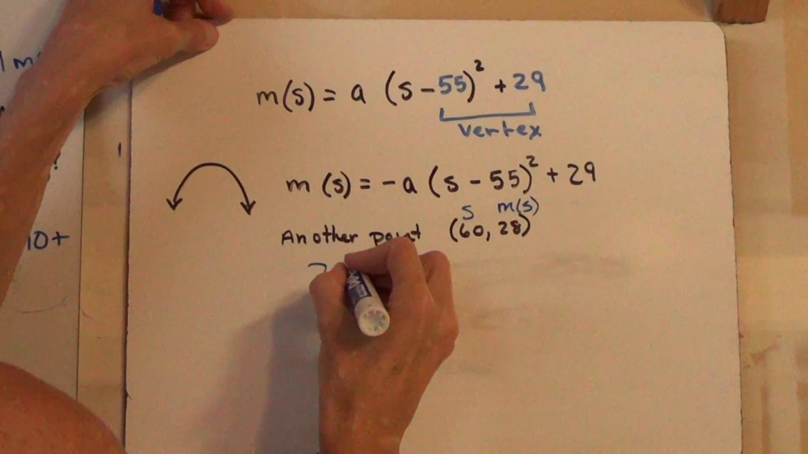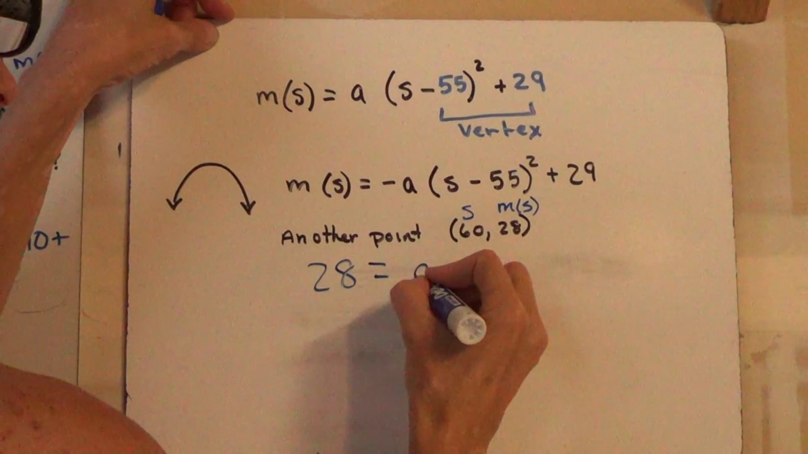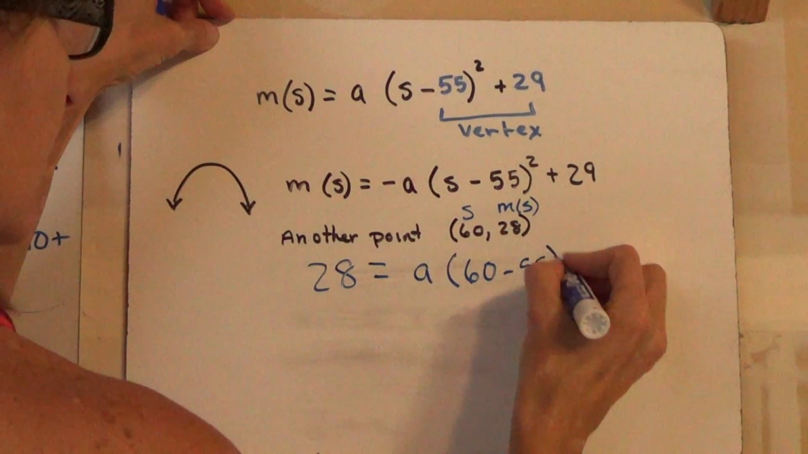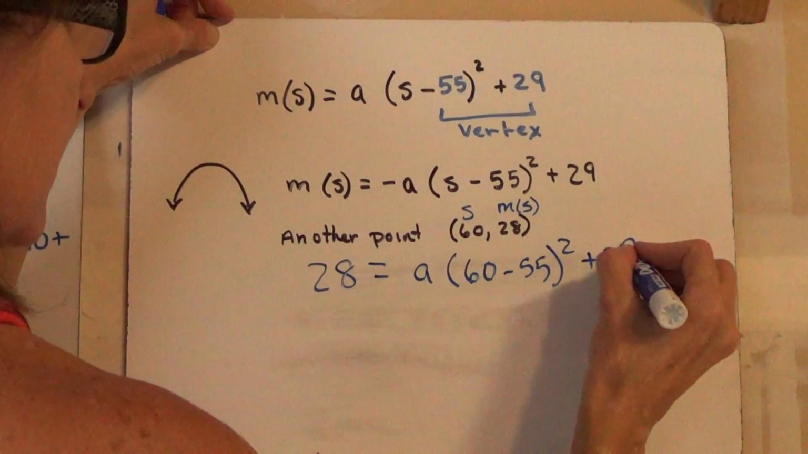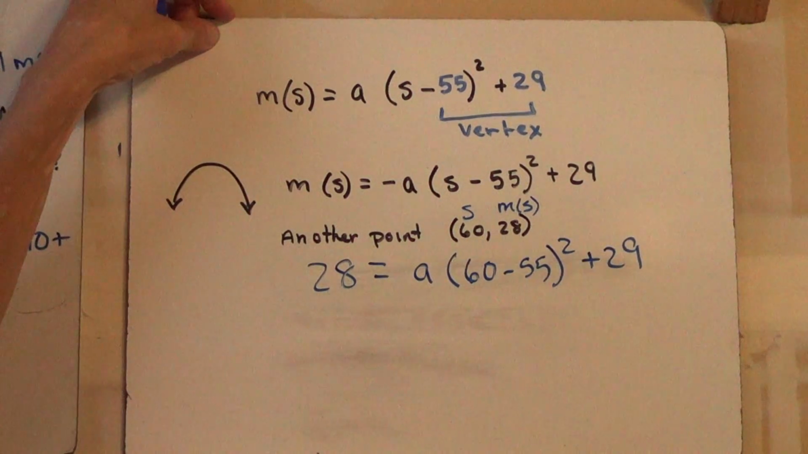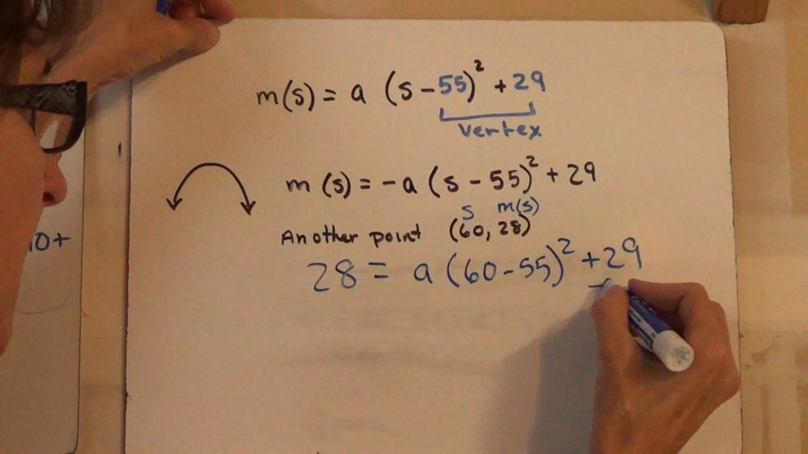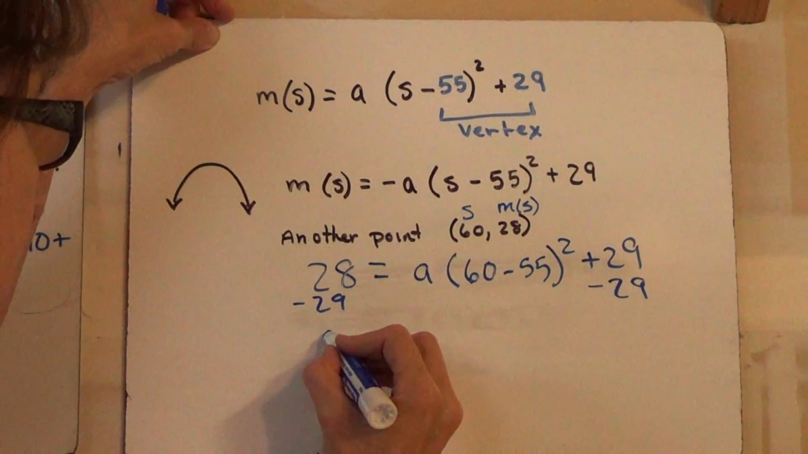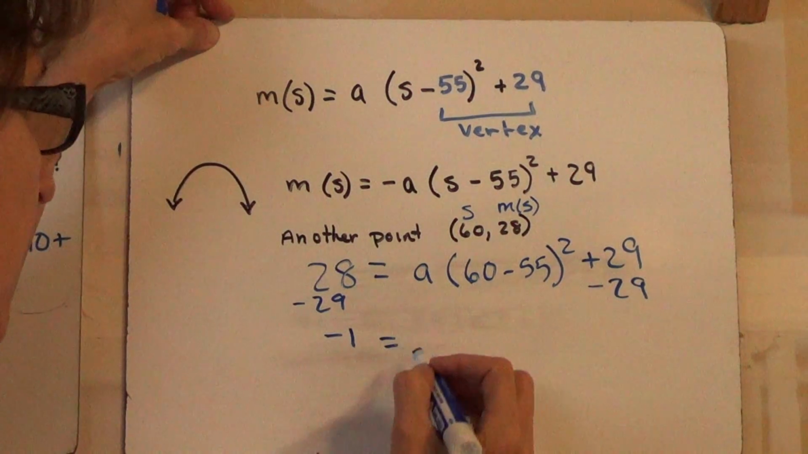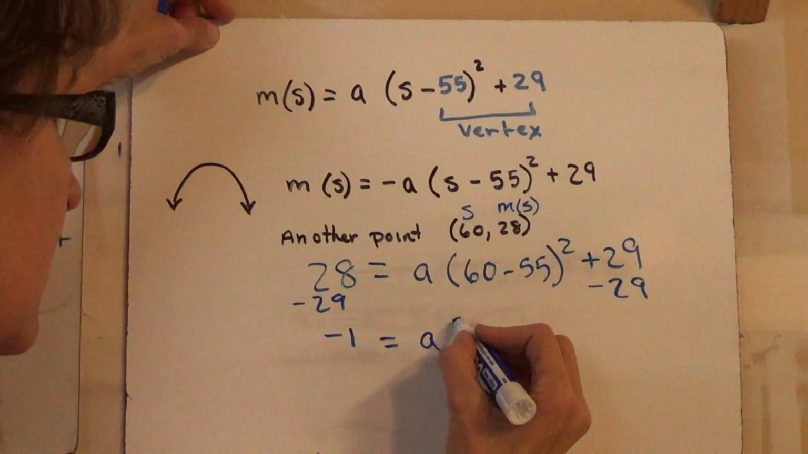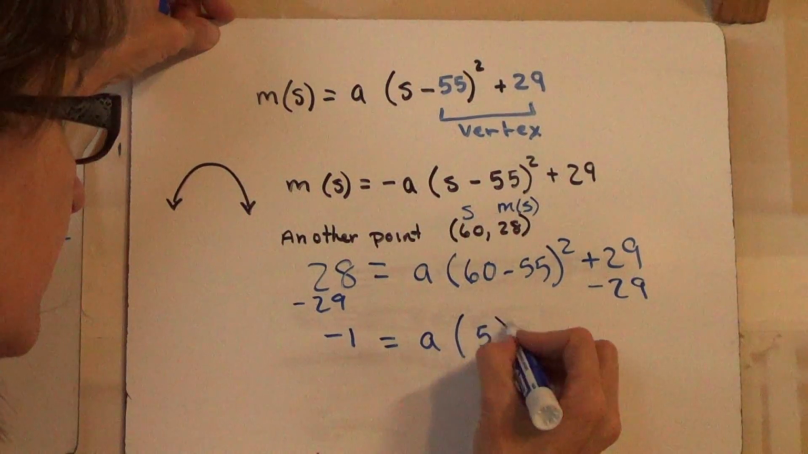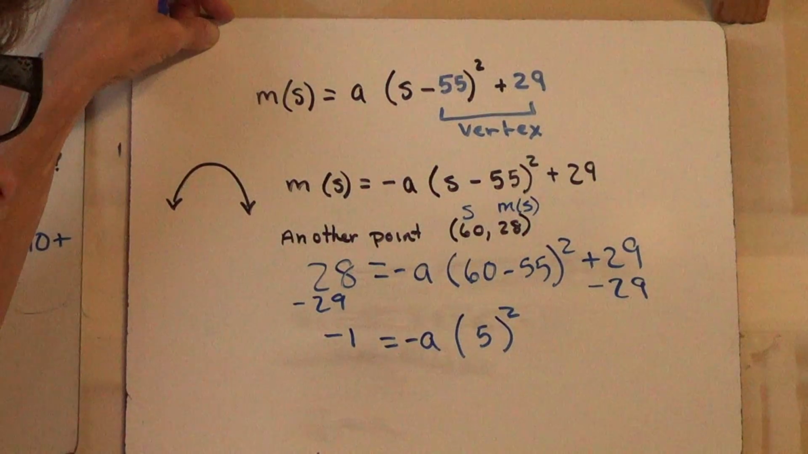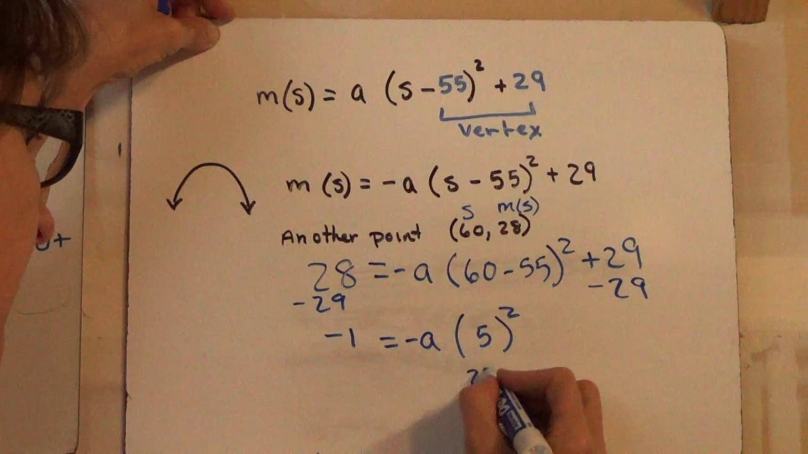So we have 28 equals A times (60 minus 55) squared plus 29. Okay, so we subtract 29 from each side. We're just solving for A right now. Subtract 29 from each side, so we get negative 1 equals A times 5 squared. Okay, so 5 squared is 25.